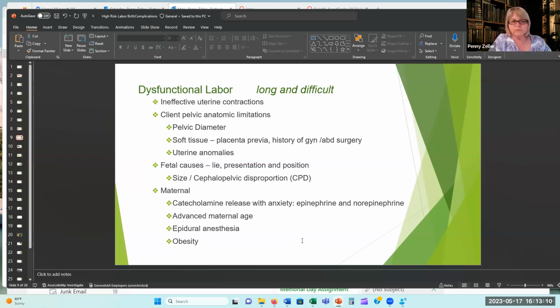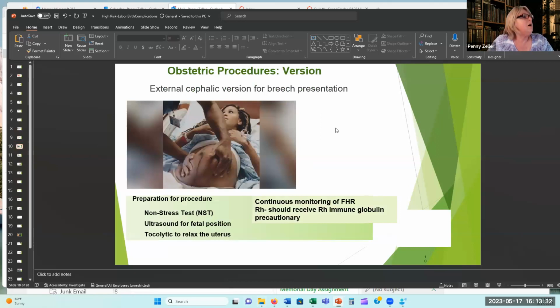And then obesity. Other things might be multiple sclerosis or myasthenia gravis. Any kind of neuromuscular disease might slow down labor. Your book goes into a lot of other descriptions of dystocia, like protracted labor and all those terms. And you don't need to know all of those.